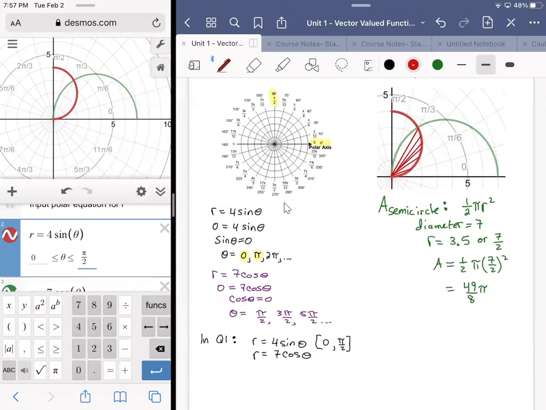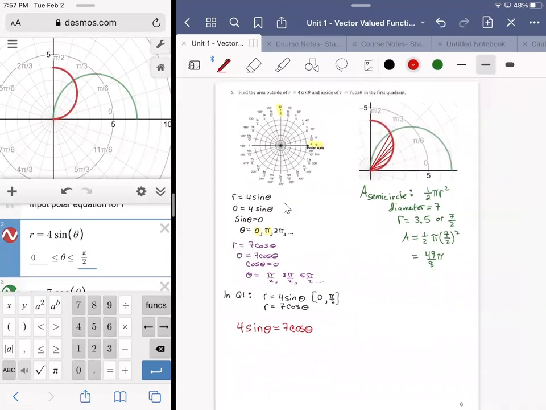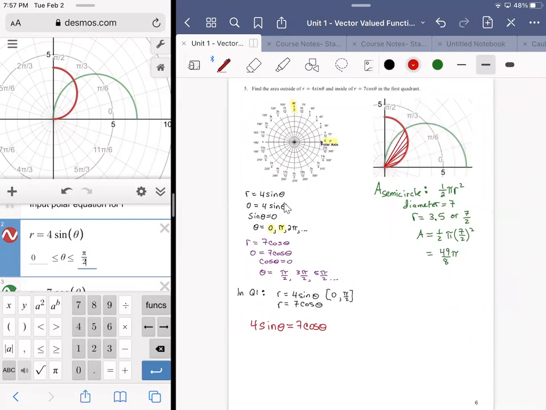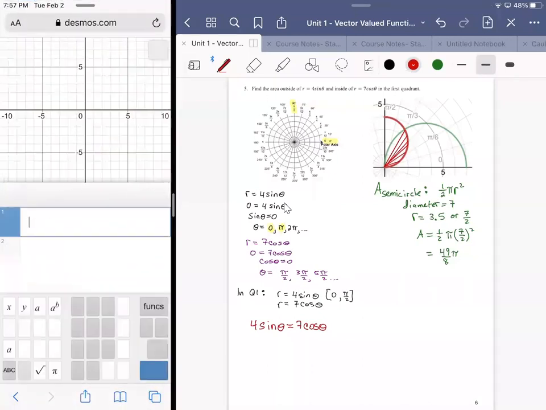So what I would need to know is where these two graphs intersect. So set 4 sine of theta equal to 7 cosine of theta. I'm looking at the clock here. I kind of want to finish this problem, but I don't have the heart. Okay, I'll get the intersection and then that's pretty much where we'll leave it. I'm not one of those teachers who says let's finish this problem even if it takes another half hour. I'm not like that.